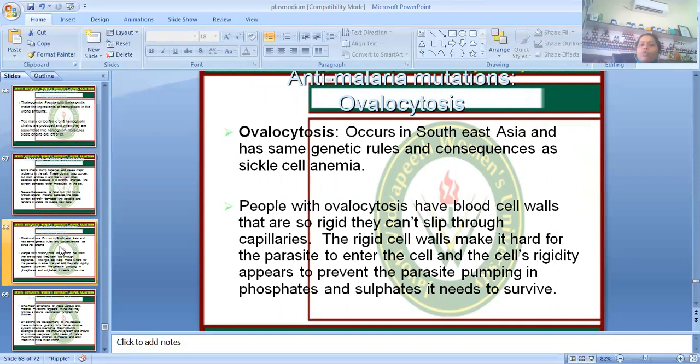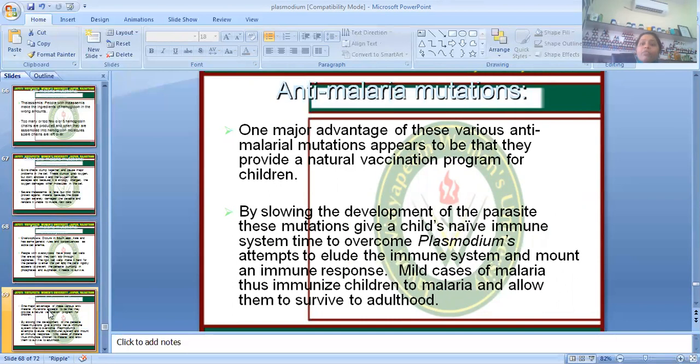People with ovalocytosis have blood cell walls that are so rigid that they can't slip through the capillaries, and the rigid cell wall makes it hard for the parasite to enter the cell, and the cell's rigidity appears to prevent the parasite from obtaining the phosphate and sulfates it needs to survive. Sometimes your examiner will ask: tell me the mutations and pre-existing diseases which work as a preventive factor for malaria, so that plasmodium will not affect those people, and why. So this is the answer.